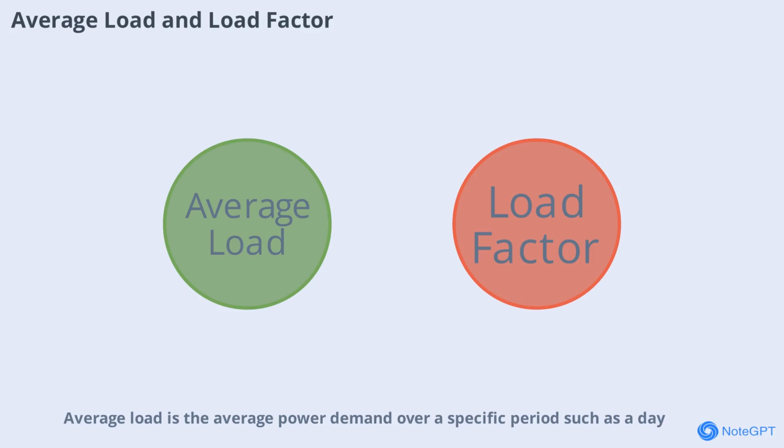Average load is the average power demand over a specific period, such as a day, month, or year. The load factor is the ratio of average load to maximum demand. A higher load factor indicates a more consistent and efficient use of the power system, which can reduce costs and improve reliability. Utilities aim for a high load factor to optimize their operations.